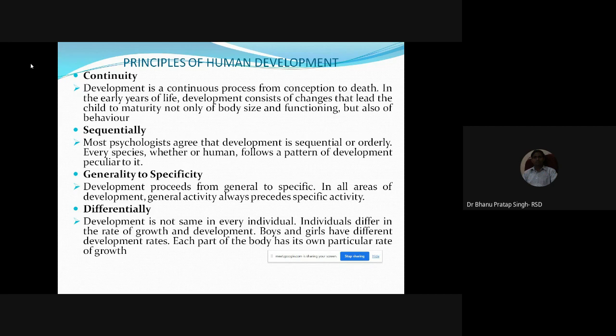Individuals differ in the rate of growth and development. Even boys and girls have different rates. For example, for the same age, a boy's and a girl's height rate may be different. Even body structure is also based on individual difference. So these are the principles of human development.